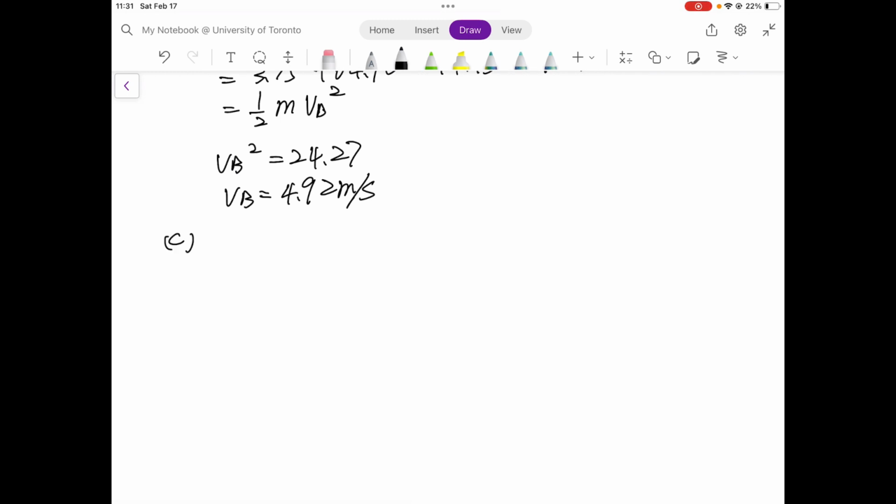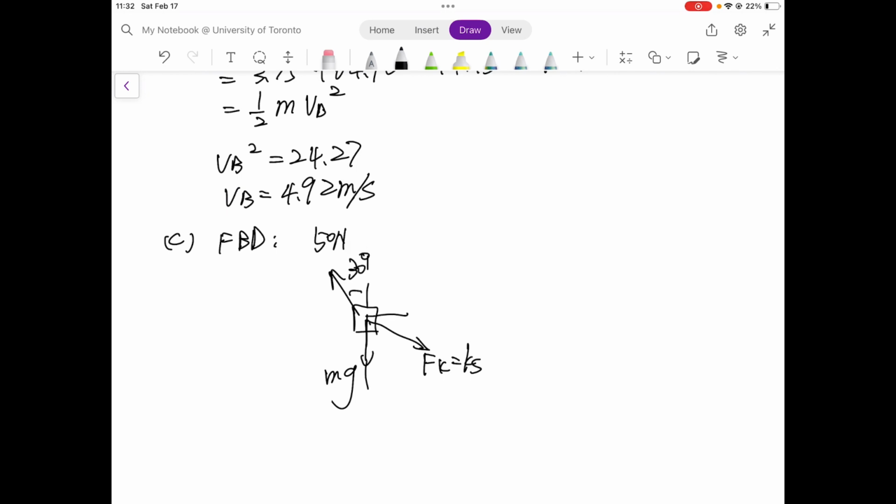Question 3. We need to draw the free body diagram of the collar at point B. So it has the gravity, and also the force from the spring, which is Fk equal to ks, and also the external force, which is 50 newtons at 30 degrees, and also the support force from the rod, which is N. And this is the Cartesian coordinate system, so this is x, this is y.